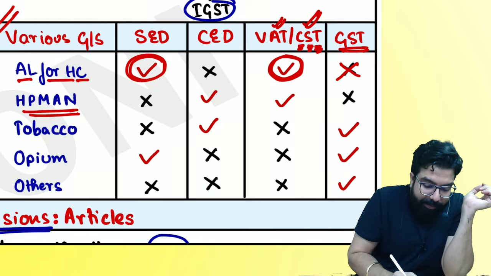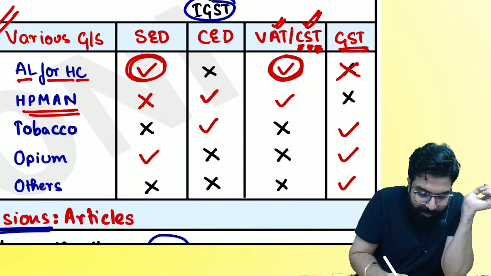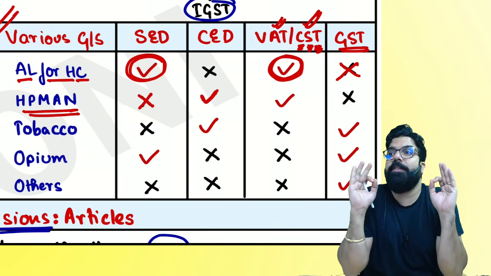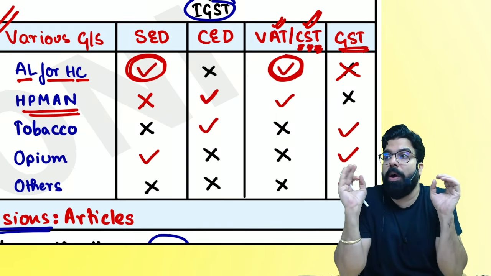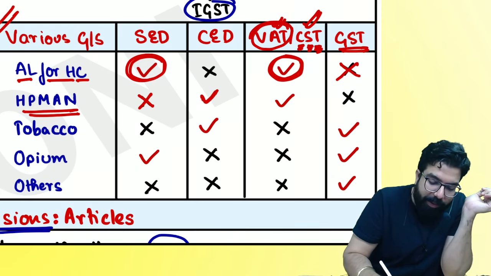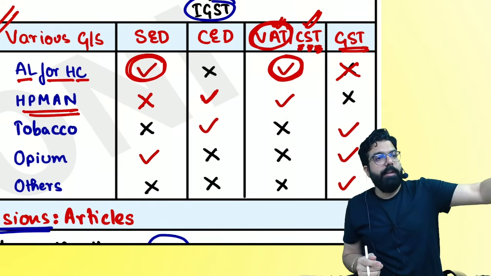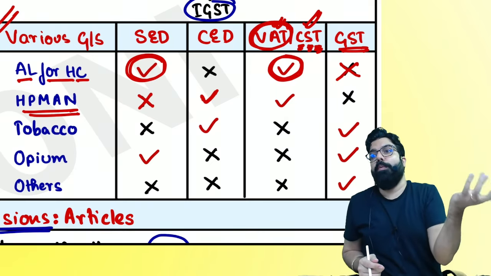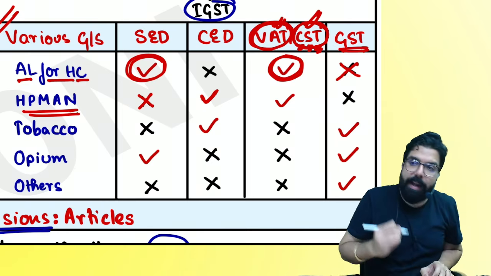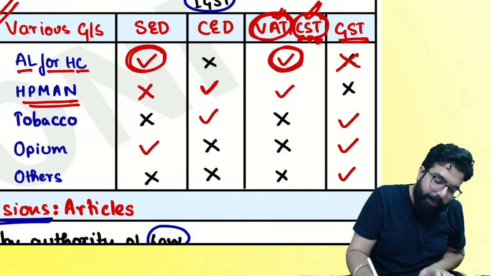On this, state excise duty is not there, but on manufacturing, the central government charges central excise duty. Whenever any manufacturing is done, the central government will charge that. And whenever you sell within the state, what will you charge? If I am selling any of these HP man products, VAT. But if I am selling from one state to another, CST. Can I go ahead, everyone? Next. Will GST come or not?